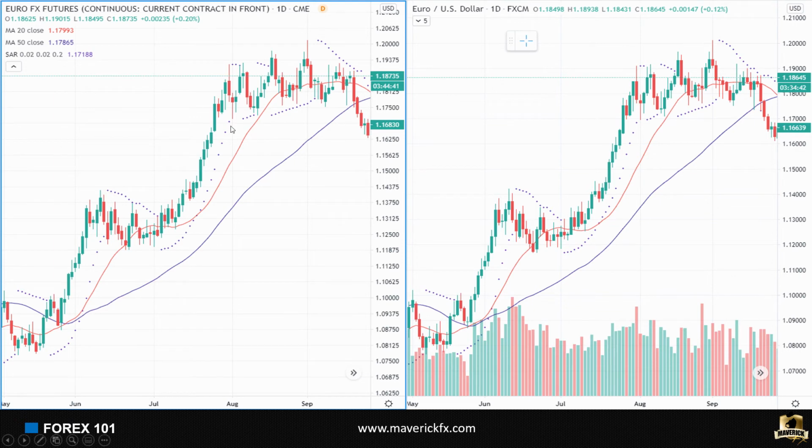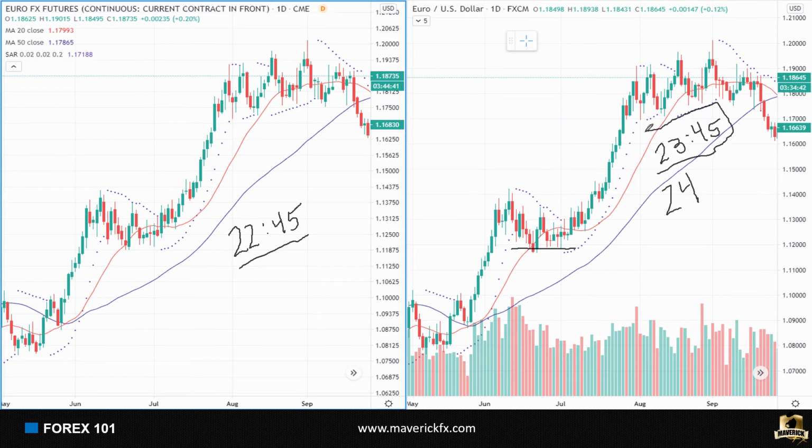So on the left, I've got the euro futures contracts, and on the right, I've got the euro dollar cross. Now, as you can see here, they're virtually identical. And the reason they're virtually identical is because this one is open for 22 hours and 45 minutes a day. This one's open for 24, or like at Interactive Brokers, 23:45, where they take a break from 5 to 5:15.